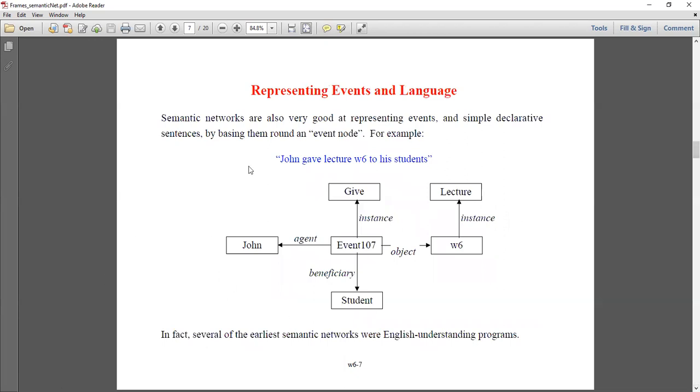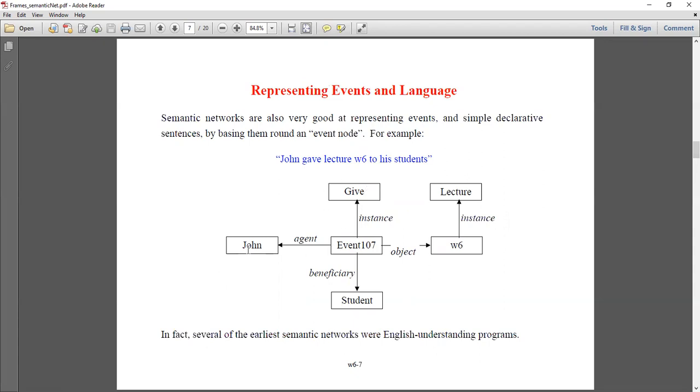Now, the example we have seen earlier: John gave lecture W6 to his students. It is something like John gave a book to Mary, but here, instead of a book, we have a lecture. Like we discussed in the last lecture, giving a lecture is an event, so we have to create a specific node for the event. So event 106. Now what is event 106? It is nothing but giving, so event 106 is an instance of give.